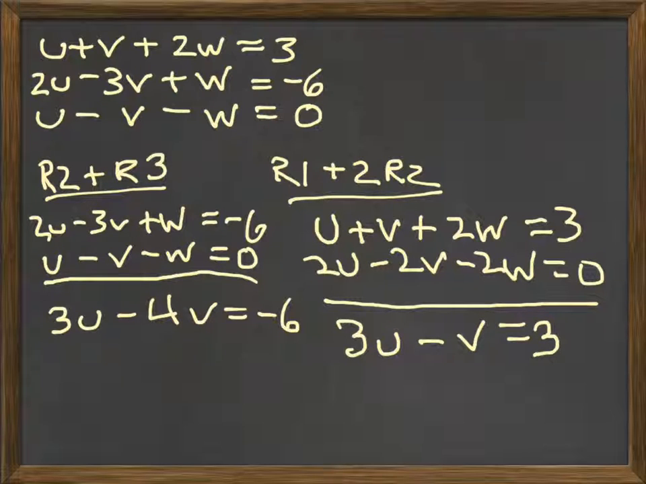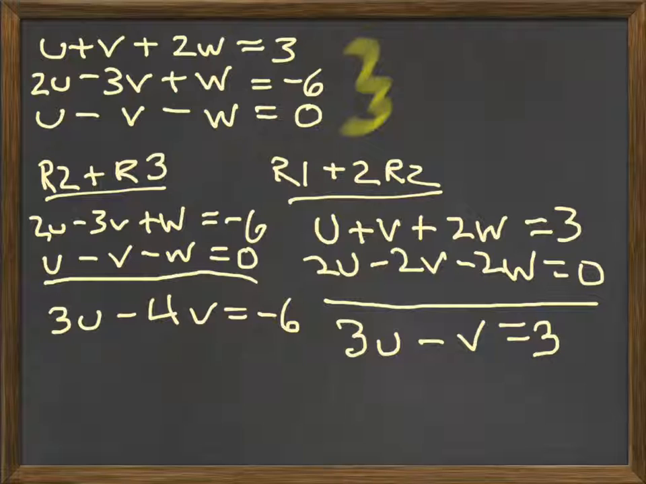So when you replace the 1 over x's with u, the 1 over y's with v, and the 1 over z's with w, you get a system that looks like this. And we can solve this in the usual way.